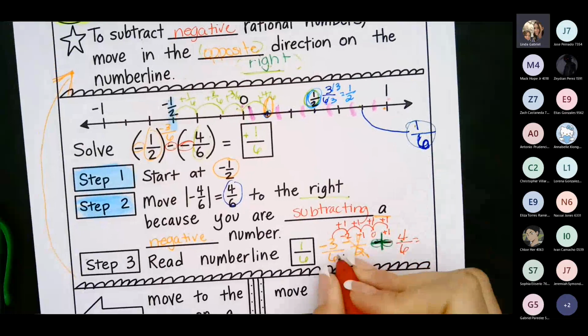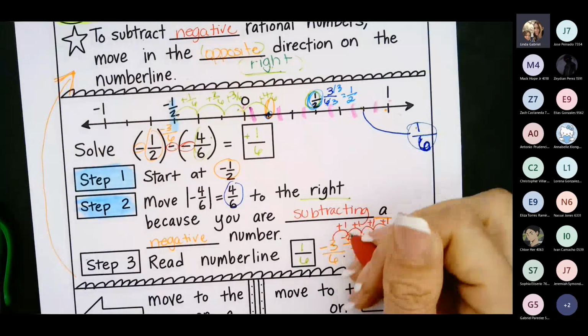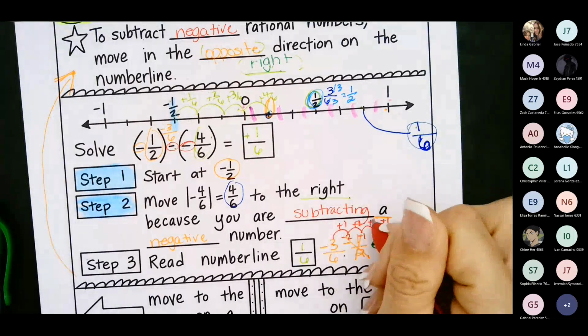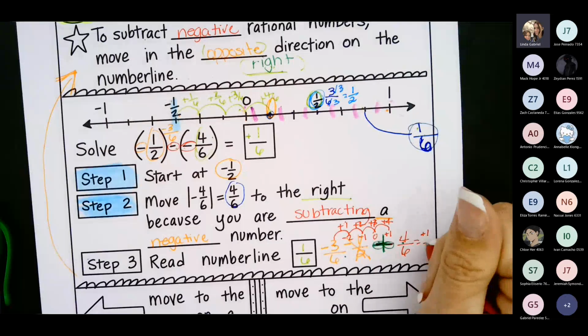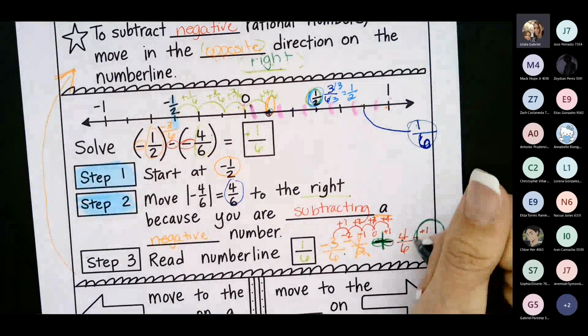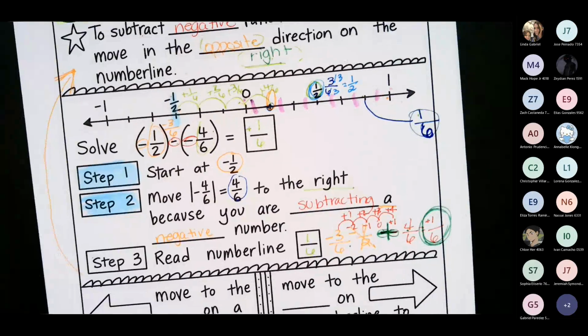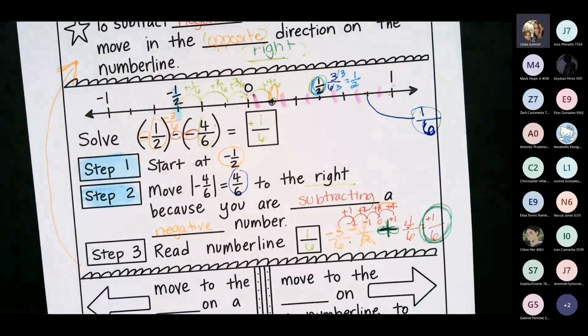My denominators will stay the same. I just need to take my negative 3 and add over. That will give me a positive 1 over 6. The denominator stays the same. Mathematically, if I don't have a number line, I'll add numbers.